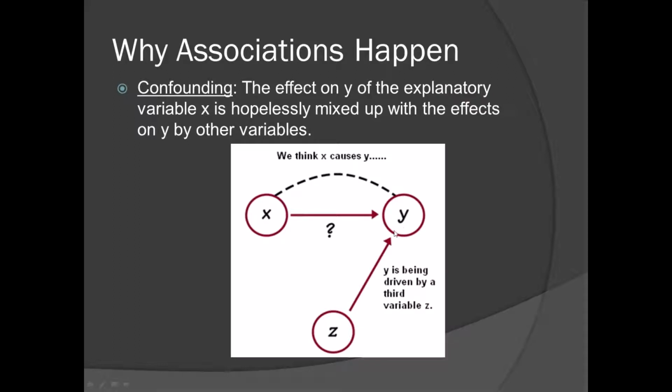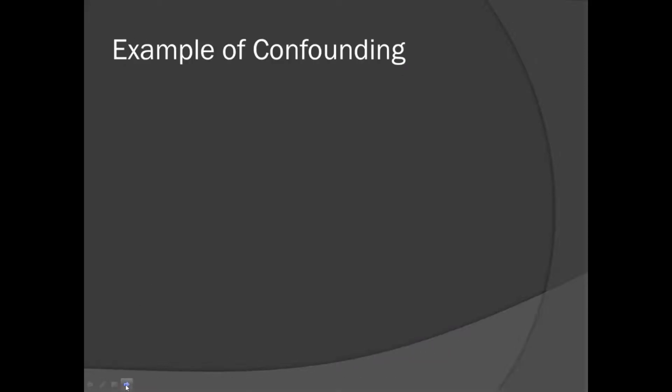All right, that's a problem, because at this point, there's an example on the next page. I will save it. But yes, there's some kind of extra variable that's influencing Y apart from X, and we just are not studying it, so we may not actually even know. So the effect on Y of the explanatory variable X is hopelessly mixed up with the effect on Y of other variables.